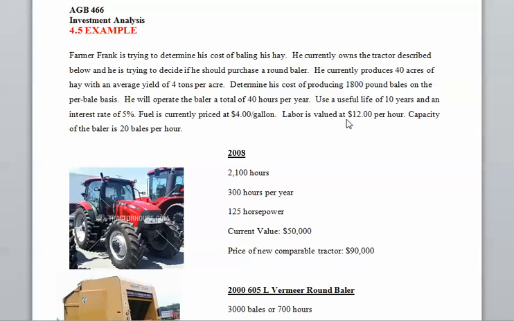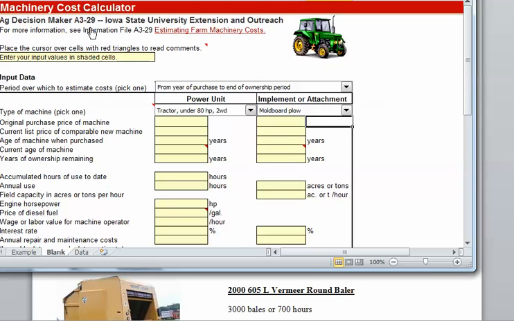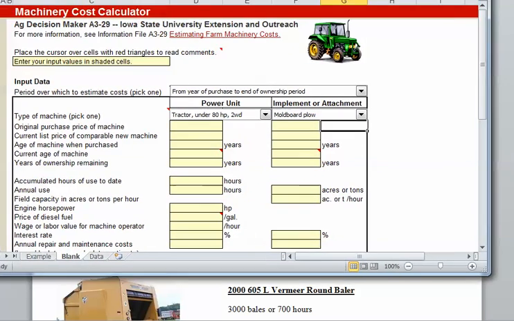Hello, today we're going to look at example 4.5, figuring costs of machinery. Hopefully you have this worksheet ready to go, and if you don't have the student packet for this course, which I hope you do, you could also download this off of the course homepage, as you know. Also have the Excel file ready to go.